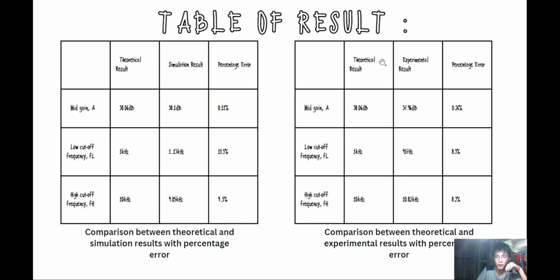And the second table is for the comparison between theoretical result and the experimental result. And we can see that the percentage error for the mid gain between theoretical result and the experimental result is 0.626%, and low cutoff frequency is 8.3%, and the high cutoff frequency is 8.2%. That's all for me. Thank you.